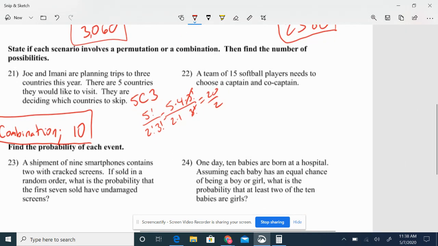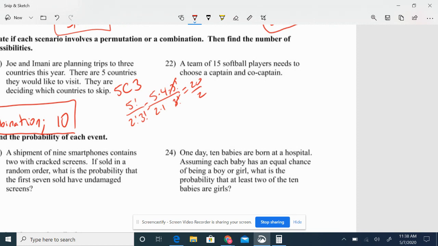Now, question number 22. A team of 15 softball players needs to choose a captain and a co-captain. So there's an order about positions. It doesn't matter whether I choose captain first or I choose co-captain first, but there is an order. I'm choosing for 2 different positions. So I'm just looking at 15 permutation 2. From 15 people, I'm going to choose 2 people for different positions. So I said this deals with permutation.